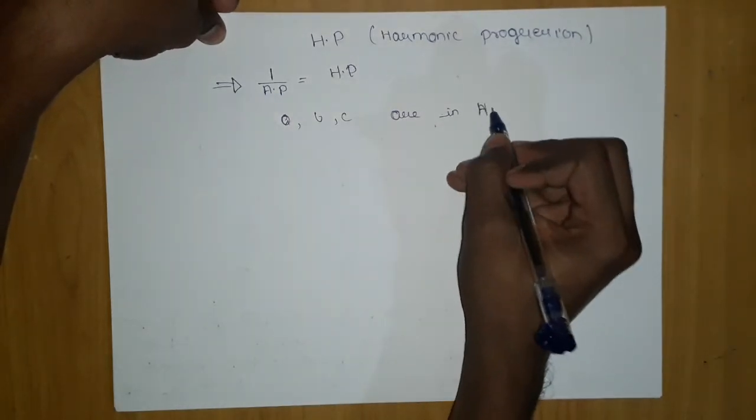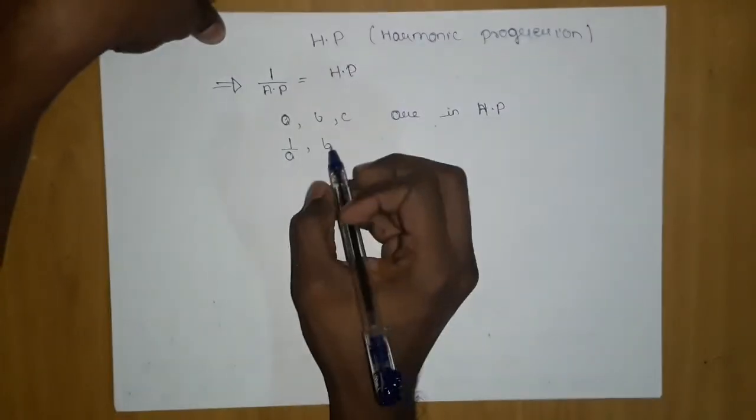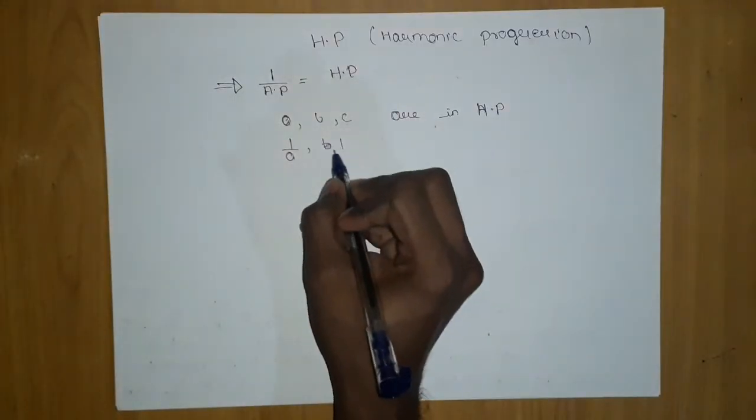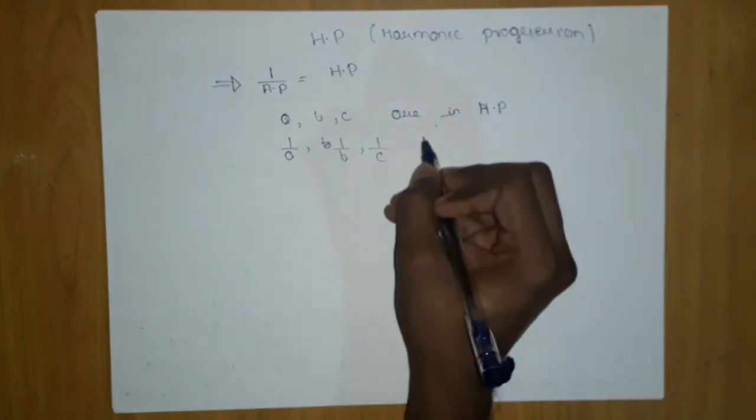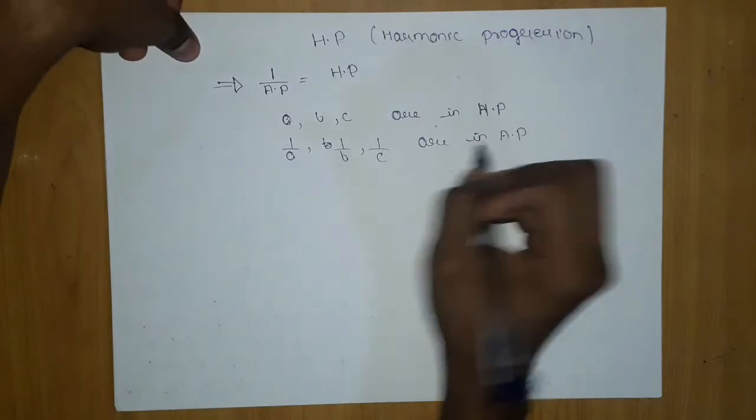Now the first thing: if I say A, B, C are in HP, then 1 upon A, 1 upon B, 1 upon C are in AP. Now let's verify the AP thing.